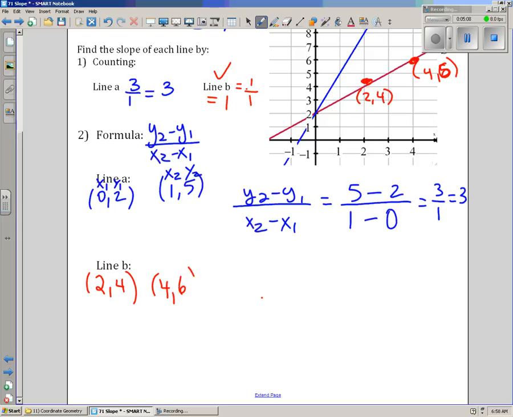It's 4 comma 6. So again, I'm going to label my points. This is the x coordinate of the first point, so it's x1. The y coordinate of the first point, so this is y1. X coordinate of the second point, x2. Y coordinate of the second point, y2. And I'm going to dump these numbers into my formula.